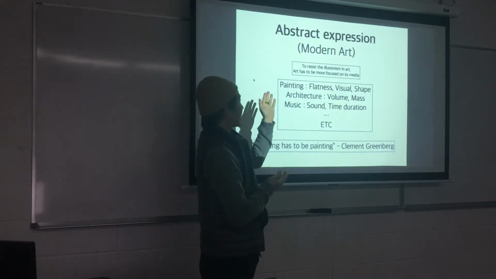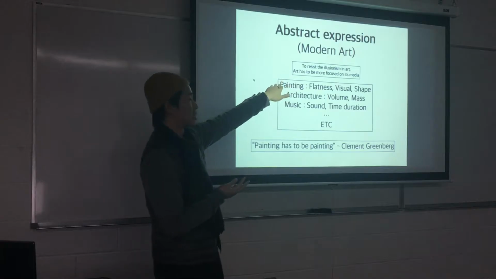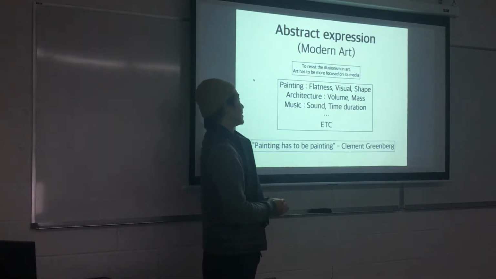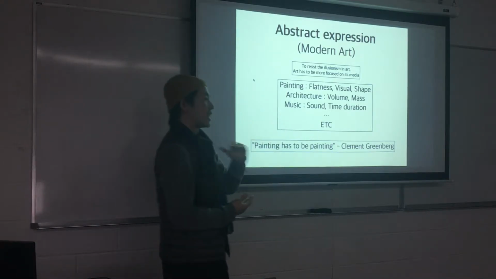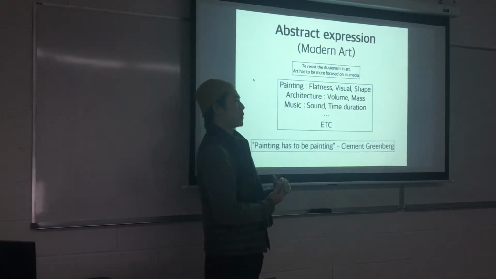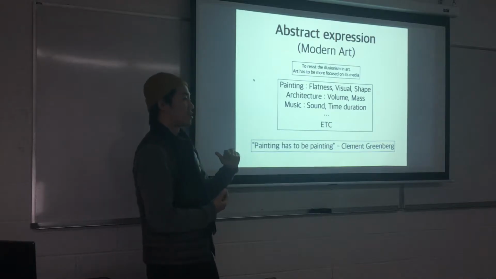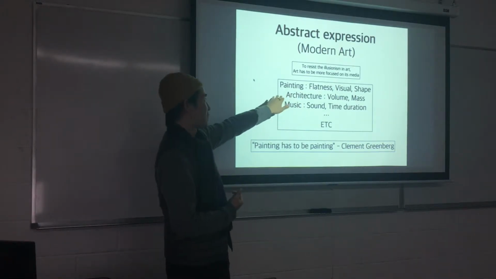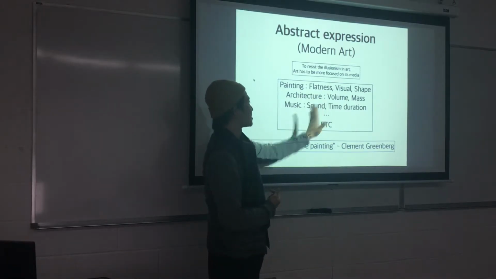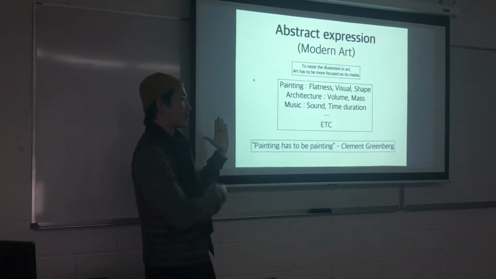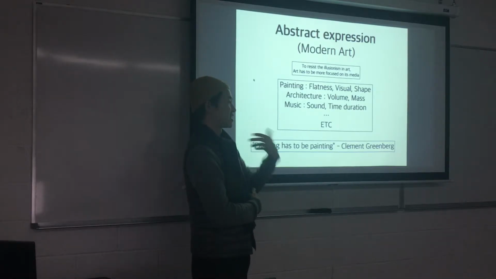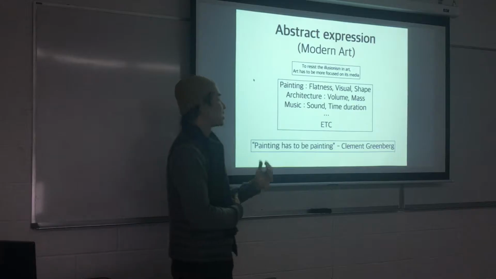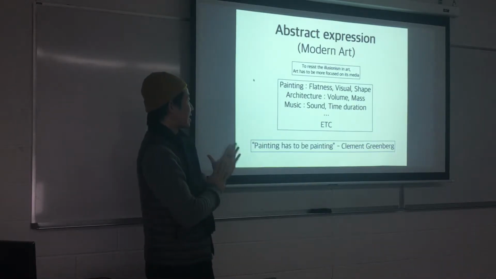And abstract expressionism is modern art. So it's right after the Renaissance and so on. In modern art, they denied the illusion of art because they wanted art to be art. So as painting, they wanted to focus on the flatness because it's drawn over a canvas, and also the visual and shape, not the concept or beliefs or the spiritual aspects. They wanted painting to be painting.